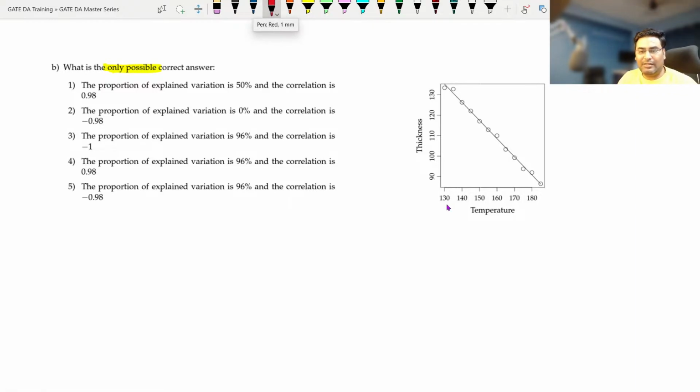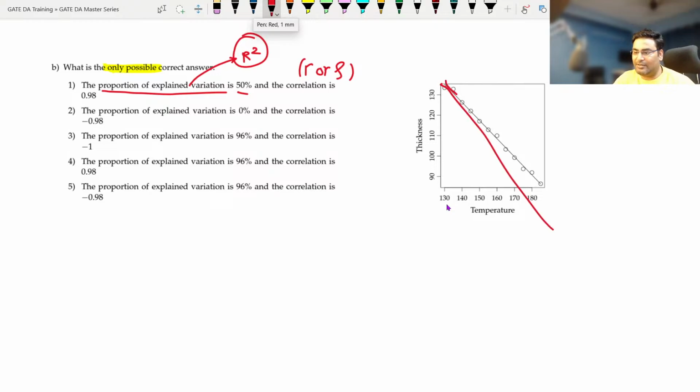Now, if you see, they are telling that the proportion of explained variation is 50%. First of all, the proportion of explained variation is represented in a fancy word called R square, and the correlation is R or rho. You have seen me doing it, guys. Come on, yes or no? Now, you know that since you are so close to the data points, you are explaining more than 50%. There's no doubt about it. And the correlation is strong but negative. Can you see it's a declining trend? Hello? It's a declining trend.